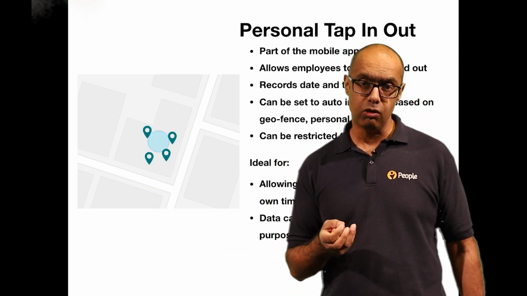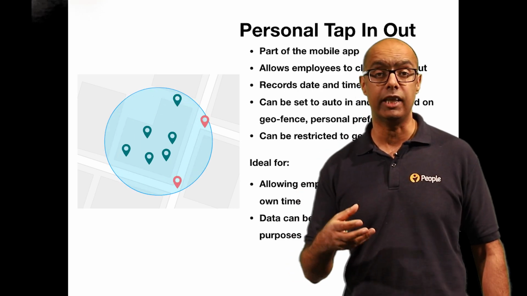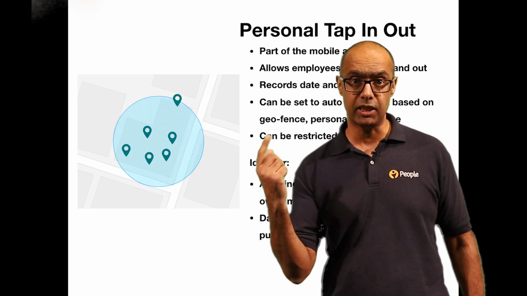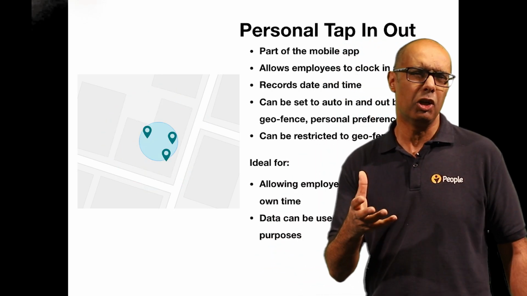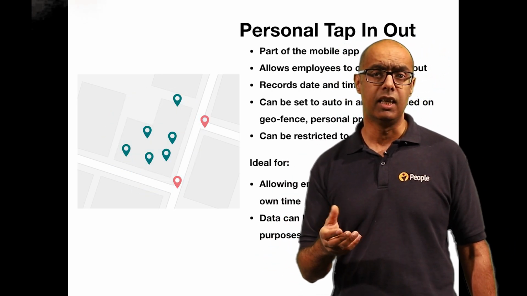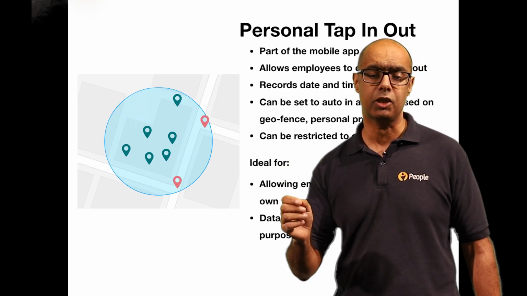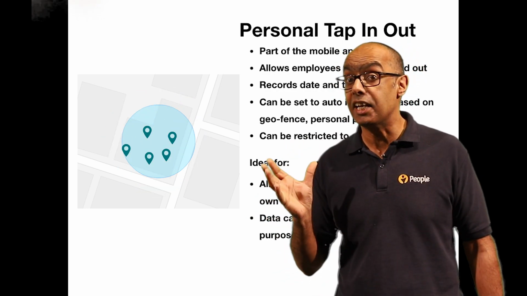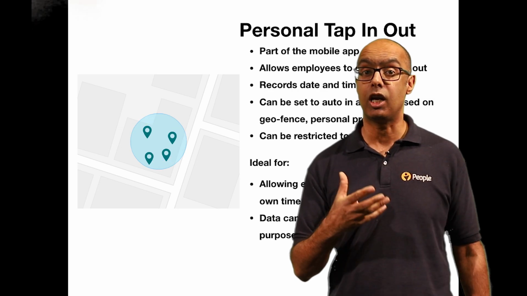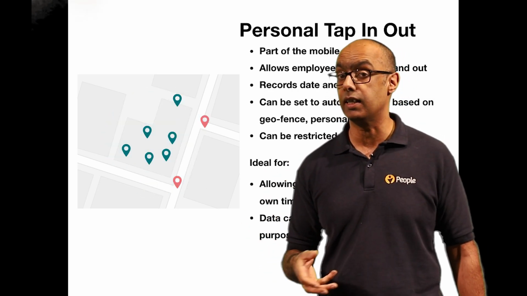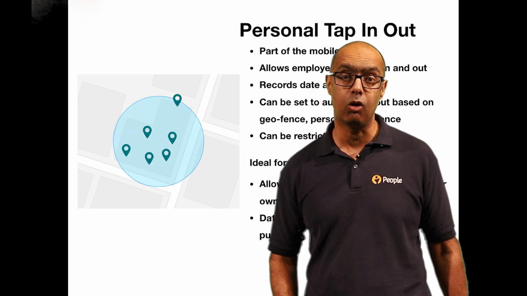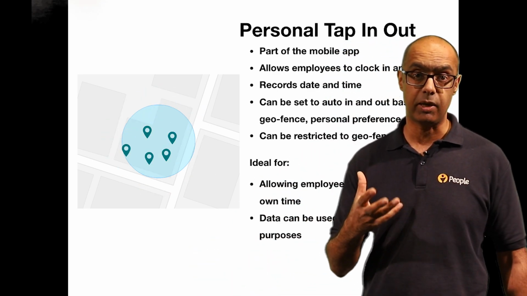Now, combined with the geofence, it means that you cannot clock in or clock out unless you're within the particular radius of the geofence. So that's quite useful to be able to say that I know the employee actually clocked in because they were within this particular location. So it's ideal for allowing employees to keep track of their own time, and you can validate that through reports, and again you can use that in analysis reports, or you can send it across to payroll as well.